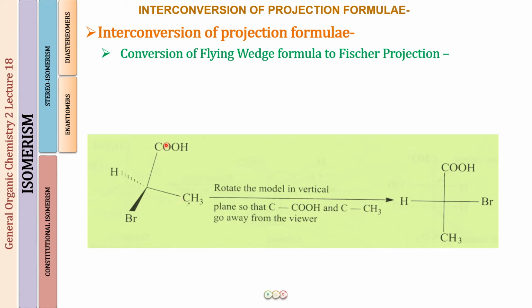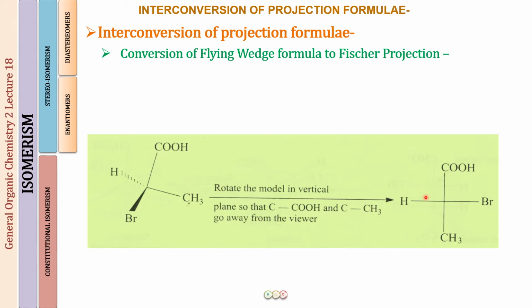So the CHO group and the CH3 are in the plane of paper, and the CHO group, because this is the principal functional group, we represent on the top of the vertical line in the plane of paper. Okay, so this is as far as the flying wedge formula is concerned.